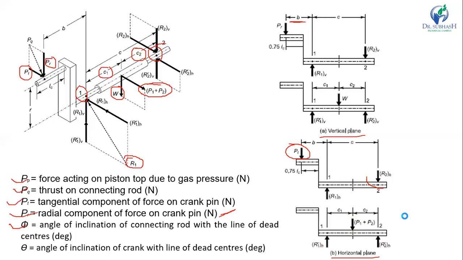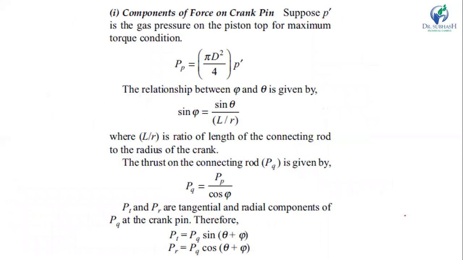Now let us understand the components of force on the crank pin. Suppose P dash is the gas pressure. You can see the P dash. P dash is the gas pressure on the piston top for the maximum torque condition.